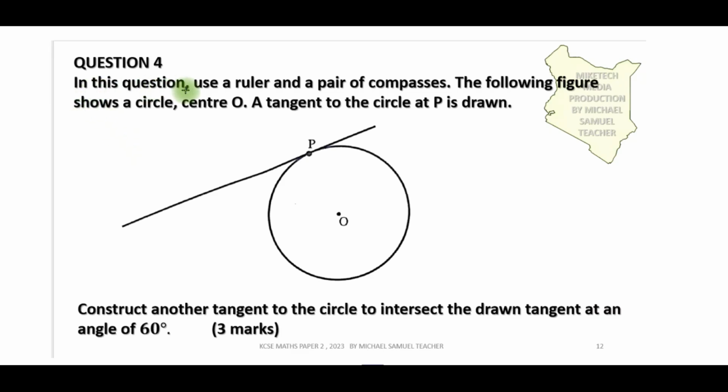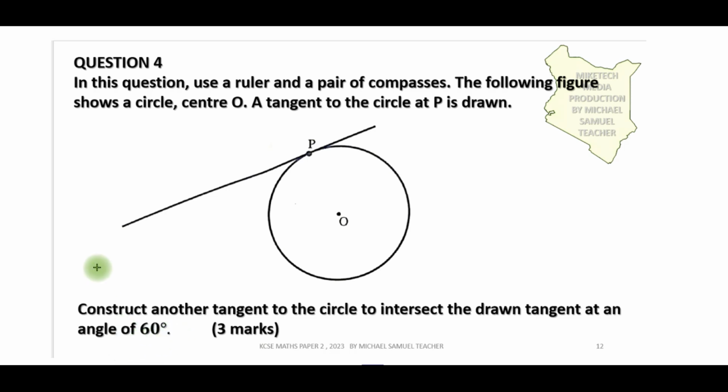In this question, number 4, use a ruler and a pair of compasses. The following figure shows a circle, center O, with a tangent to the circle at P also drawn. So construct another tangent to the circle to intersect the drawn tangent at an angle of 60 degrees.